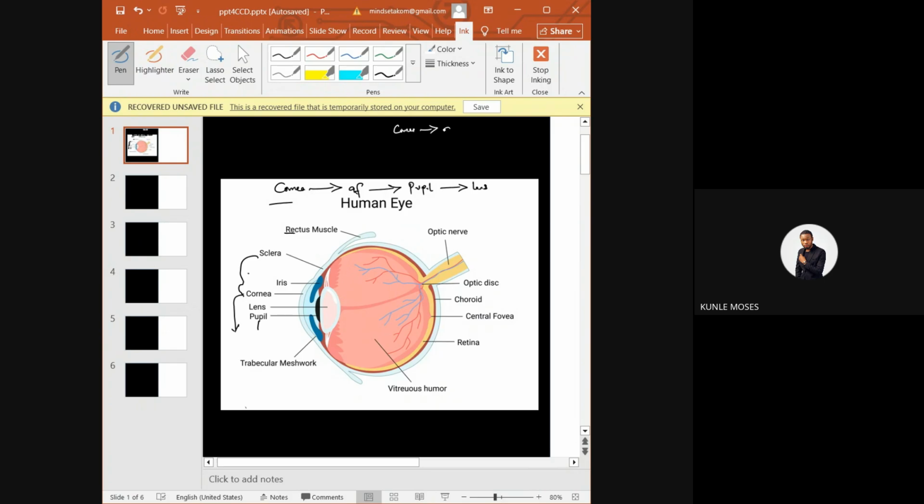So, the cornea allows light into the eye. I said the iris contains muscles. Quickly write it down. That helps the pupil to adjust. It controls the size of the pupil. And the pupil, it regulates.